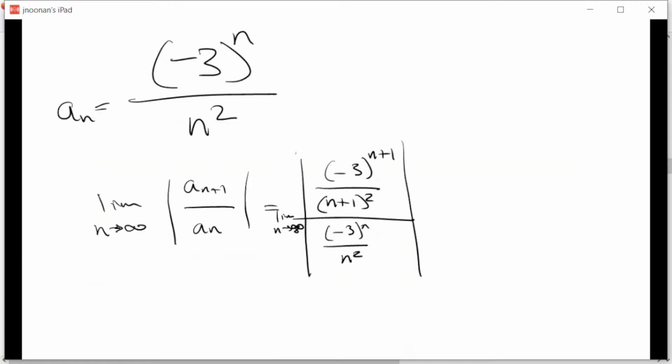Let me see if I can at least clean this up a bit. That's a little better. Let me get rid of that and put a new line in. There. Now that looks a little better. So we're dealing with this. Now we just have to do the math.